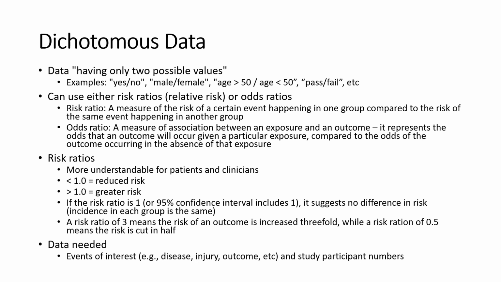What data do we need to calculate these risk ratios? Well, we need the event of interest. And so whether it's a disease process, an injury, or an outcome, we need those numbers. We also need the study participant numbers as well. And so on the next slide, we'll generate a research question that really focuses on dichotomous data. And hopefully that'll help you understand these processes a little bit more.